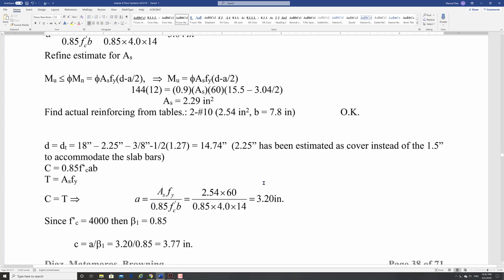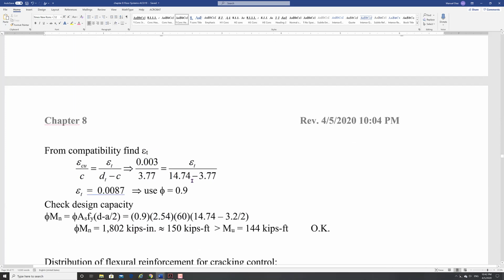And with that, we find the A value. And then we find our F prime C. We know that. Beta 1 will be that. So we find our C. Do the ductility check. Plenty of ductility. Phi factor is 0.9. And A is maximum, right? A is maximum is satisfied. Okay, so now we check the capacity, and 150 versus 144, we're good.